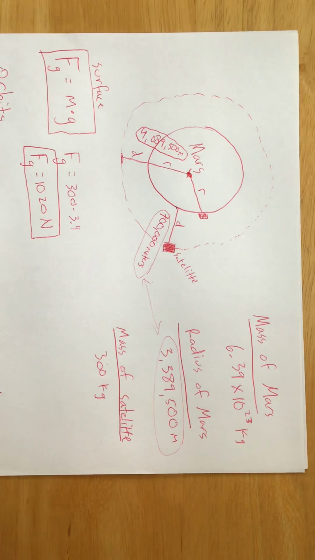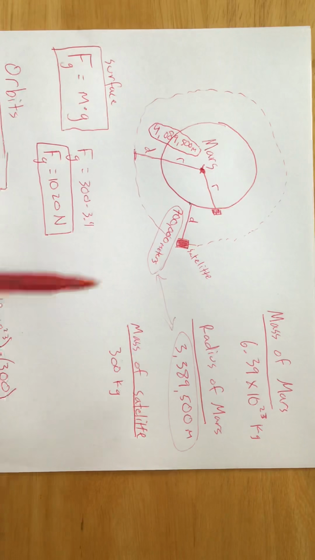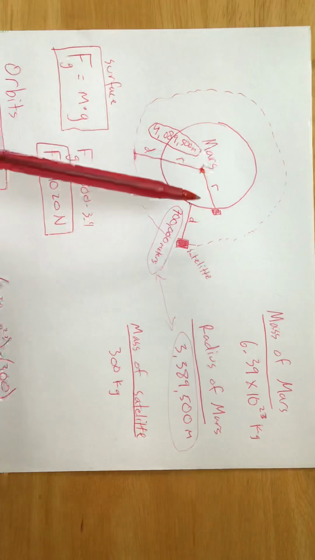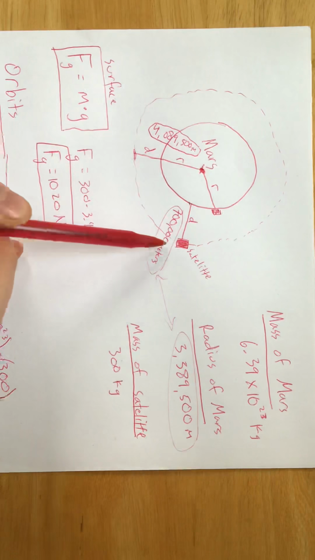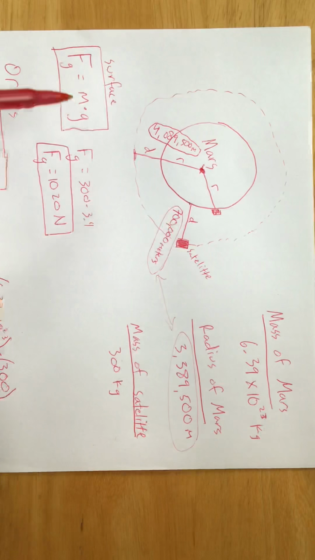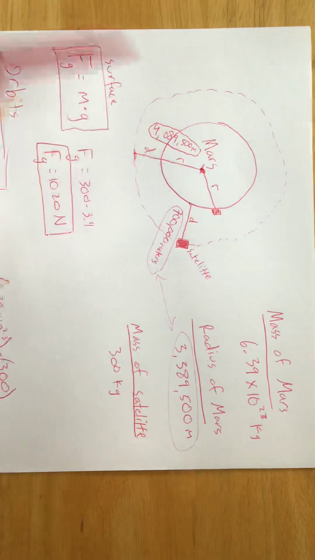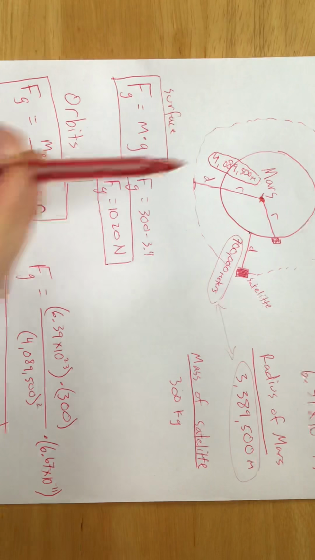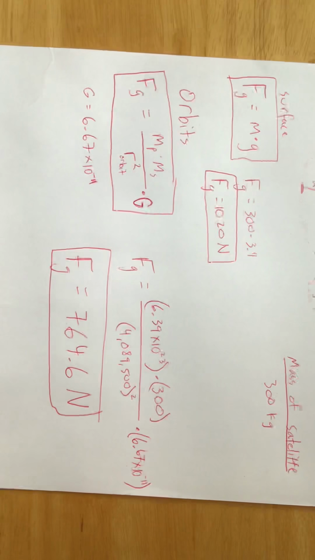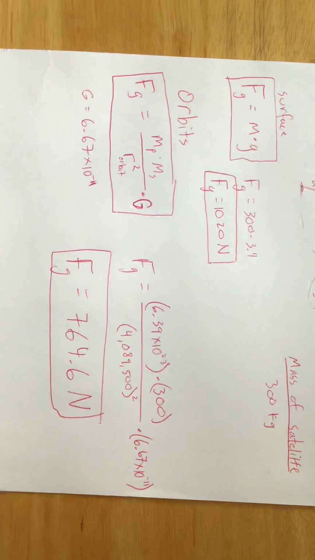This is a continuation of the video that I made starting worksheet 5. As a review from worksheet 5, we found the force of gravity on this satellite as it's in orbit far above Mars. In this case, it's 700,000 meters above the surface of Mars. So the total orbit radius of Mars was 4,089,500 meters. We found that the force of gravity was 1,020 when it was on the surface of Mars, and it had gone down to 764 by using this new equation here.